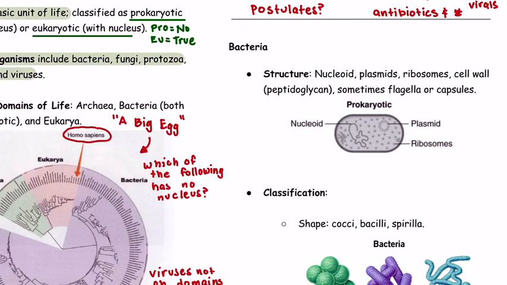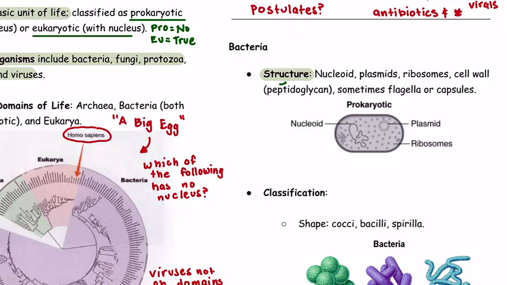All right, so coming down here, looking at the structure of bacteria. On here, the nucleoid, that's going to be where DNA hangs out. Plasmids are these extra little DNA rings. Ribosomes are how protein is made. And that cell wall is going to be made up of something called peptidoglycan.